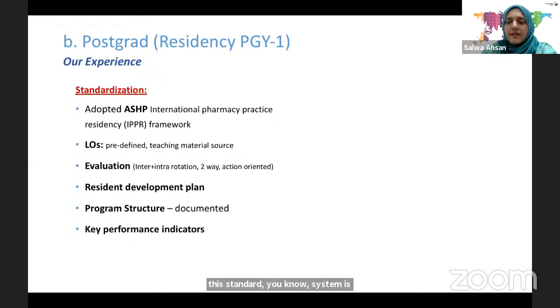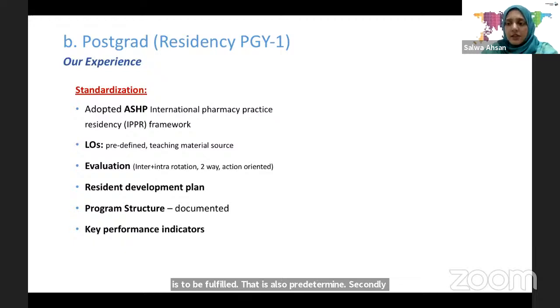Based upon that framework, some important perks that we get out of this standard system is that there is more emphasis on the learning objectives, because it has to be outcome-based learning. So lots of emphasis is given on the learning objectives. They are predefined, and even the teaching material and resources from where we are going to teach or explain that learning objective is to be fulfilled, that is also predetermined.